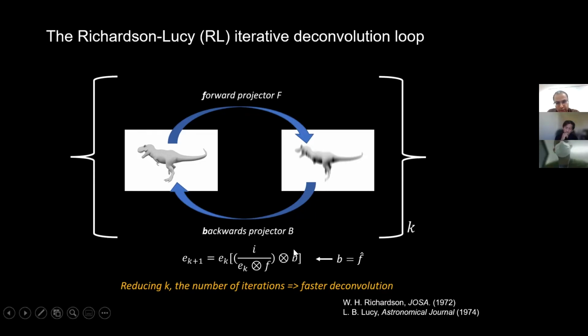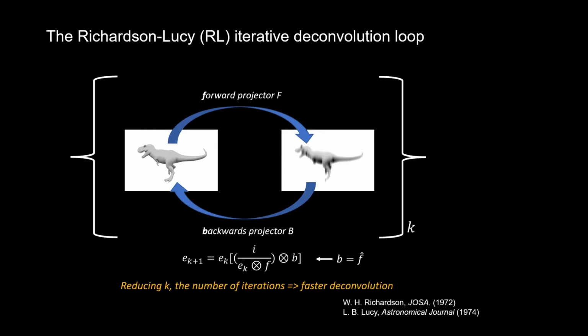What this iterative equation says is that if you do this backwards and forwards mapping enough times, say K times, eventually you can improve your underlying estimate of the image E. If you can reduce the number of iterations K, the number of times you go backwards and forwards between the object space and the image space, this can directly translate into faster deconvolution. So the natural question is, if you want to speed up deconvolution, can you reduce the number of iterations K?